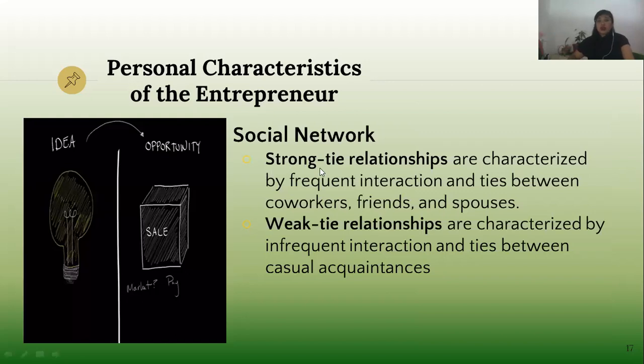Social network also creates strong tie relationships. This is characterized by frequent interaction and ties between coworkers, friends, and spouses. And weak ties as well are characterized by infrequent interactions and ties between casual acquaintances.